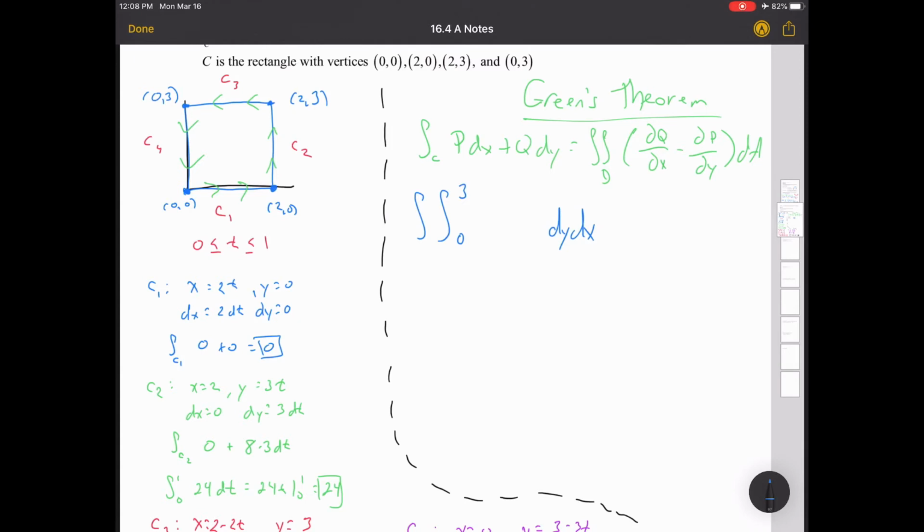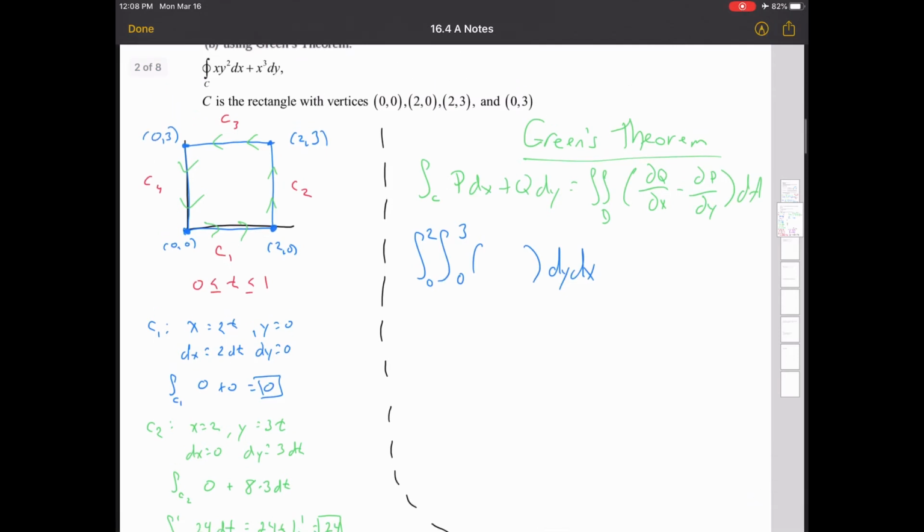Your y values go from 0 to 3, and those are functions. They just happen to be linear, so they're constant. And then x, it looks like it varies from 0 to 2. Since we did a type 1, that would have to vary from a number to a number anyway, 0 to 2. And then what we need is dQ/dx and dP/dy. Well, let's go ahead and take a look at this and see if we can figure that out.